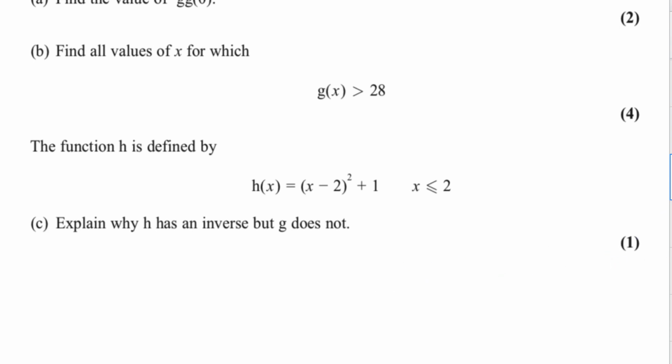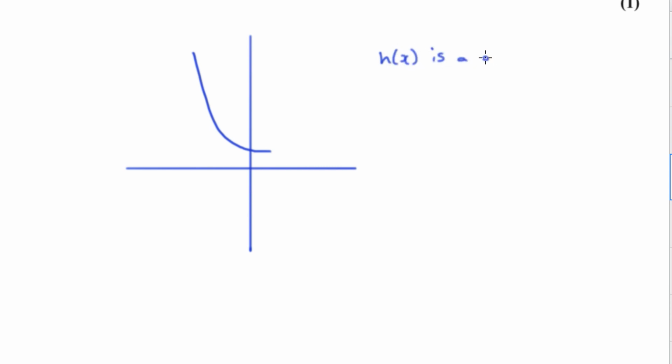Because h is just this, it has an inverse because it's a 1-to-1 function. So h of x is a 1-to-1 function. That means that for every single input, it has exactly one output. That is not true of g of x.